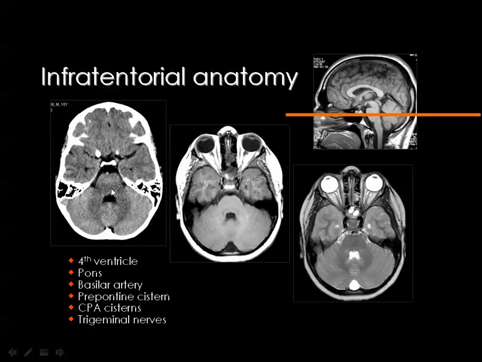Then putting your finger on the 4th ventricle, you know that this is the pons, this is the basilar artery, this is the prepontine cistern, this is the ambient cistern, this is the left cerebellum, this is the right cerebellum, and this is the cerebellar vermis. Posterior to the cerebellar vermis, you'll see the cisterna magna, one of the largest basal cisterns. Then the junction between the cerebellum and the brainstem, here in the case of the pons, is known as the cerebellopontine junction.